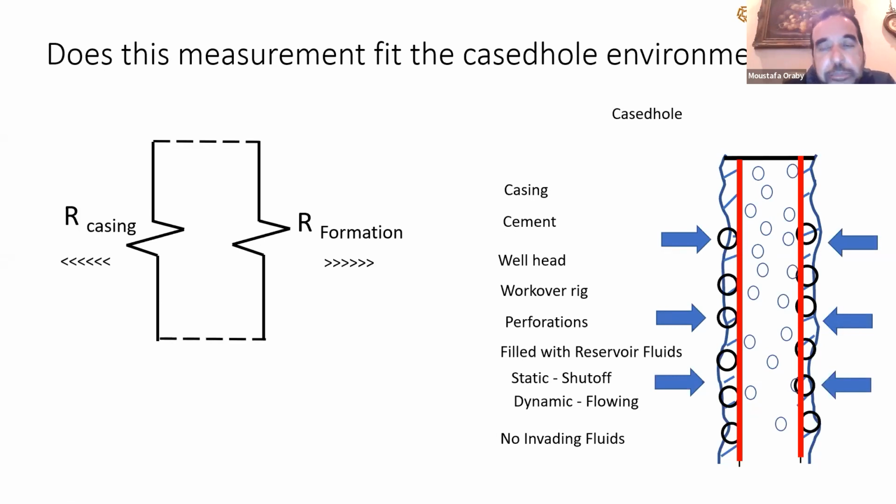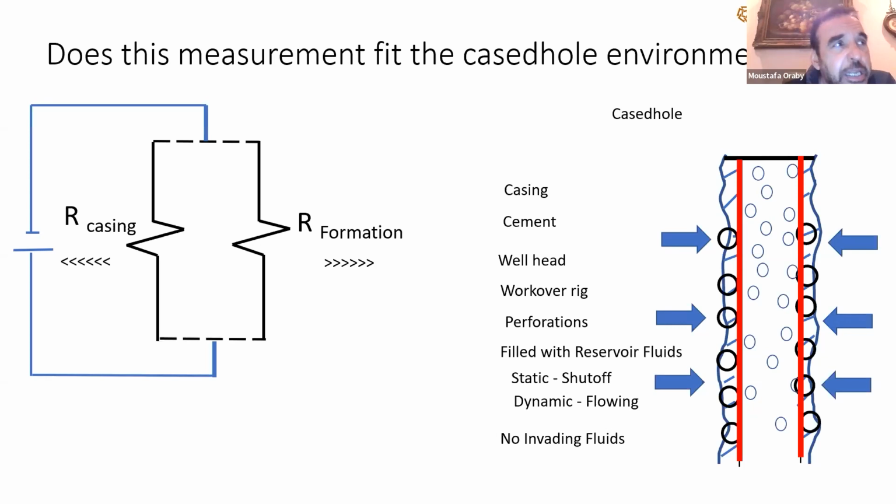Now they are connected in parallel. If I put in any current, what do you expect from simple circuit analysis? This is very low resistivity, so it will take most of the current. Assume it takes 99% of the current in the casing, and only 1% goes into the formation. Then your measurement will be in question, because you didn't put enough current into the formation to believe that your measurement is correct. So in this case, I'm in a dilemma. It's very difficult to do.